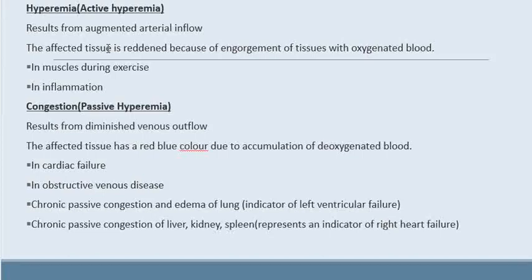The affected tissue has a red-blue color due to accumulation of deoxygenated blood, like in cardiac failure and obstructed venous disease. Chronic passive congestion, edema of lung, is an indicator of left ventricular failure. Chronic passive congestion of liver, kidney, and spleen represents an indicator of right heart failure.